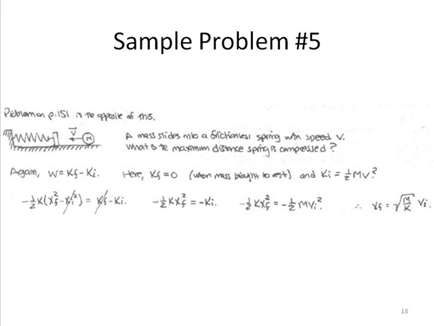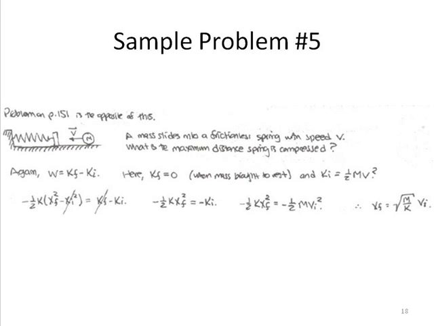We set K final equals 0 because at the point of maximum compression, the body is brought to rest. And so K initial is 1/2 mv squared, and this is also just the change in kinetic energy. We can set up our work relation for the spring, and we have the end result of minus 1/2 k times xf squared, where xf is the final position, the maximum compression of the spring. And that equals minus 1/2 m v initial squared.